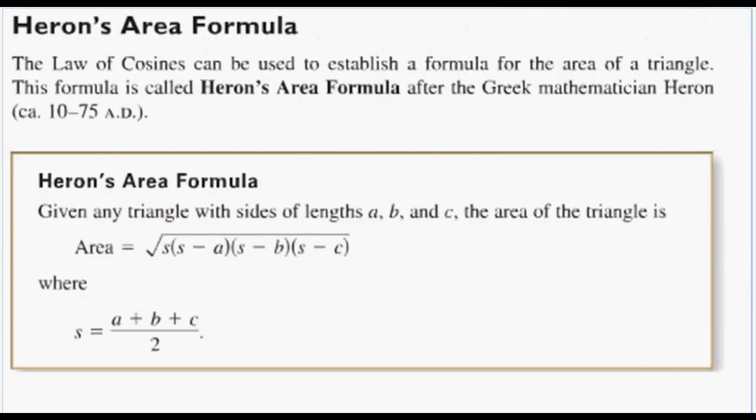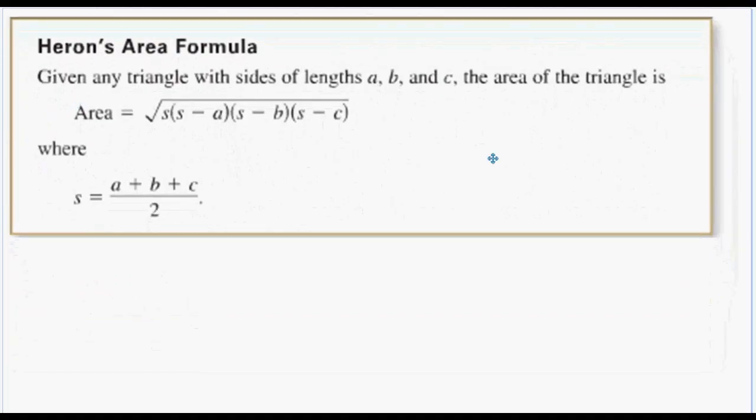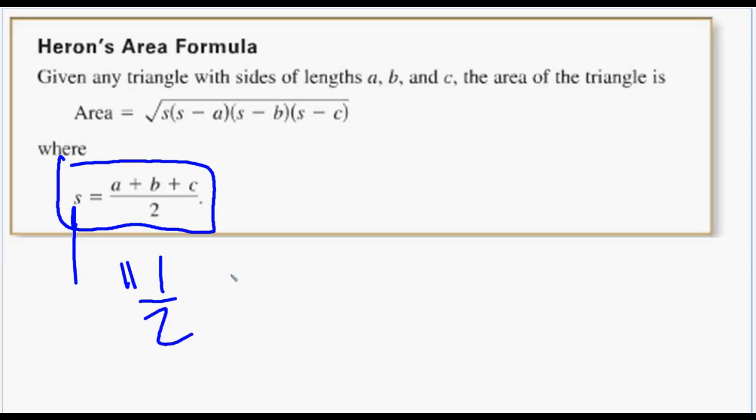And now let's look at Heron's area formula. The law of cosines can be used to establish a formula for the area of a triangle. This formula is called Heron's area formula after the Greek mathematician Heron back in 10 to 75 AD. Let's check out his formula. First, let's go to the bottom here. We've got this variable defined S. S is half the perimeter of the triangle. Half the perimeter.